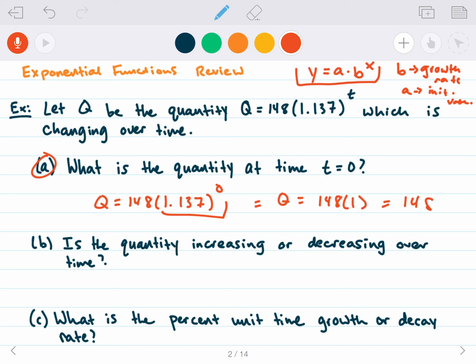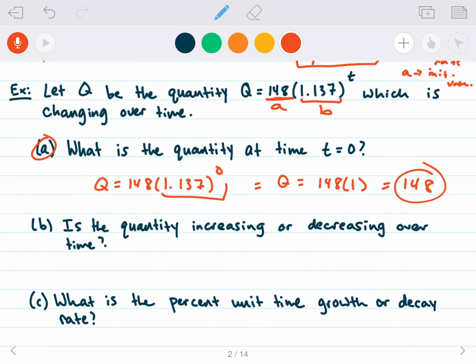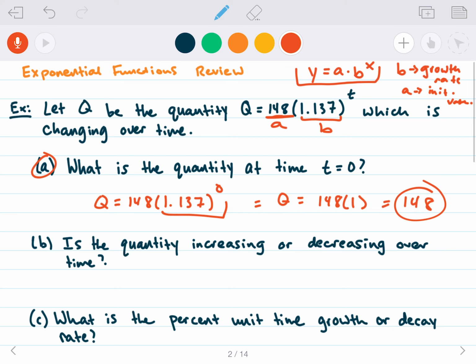So that's our initial value, which you could have seen just from noticing that this was A and this was B. Okay, is the quantity increasing or decreasing over time? Well, that depends on if B is bigger than 1 or between 0 and 1. And B is larger than 1. So B is 1.137, which is bigger than 1, so this thing is increasing over time.